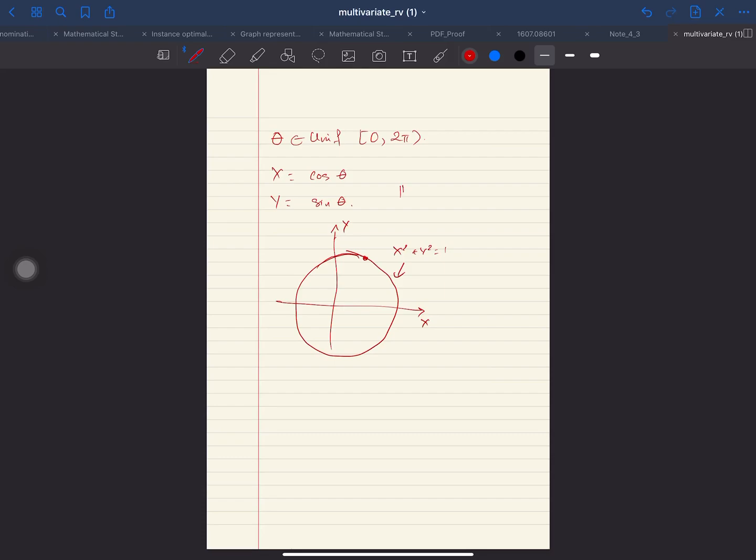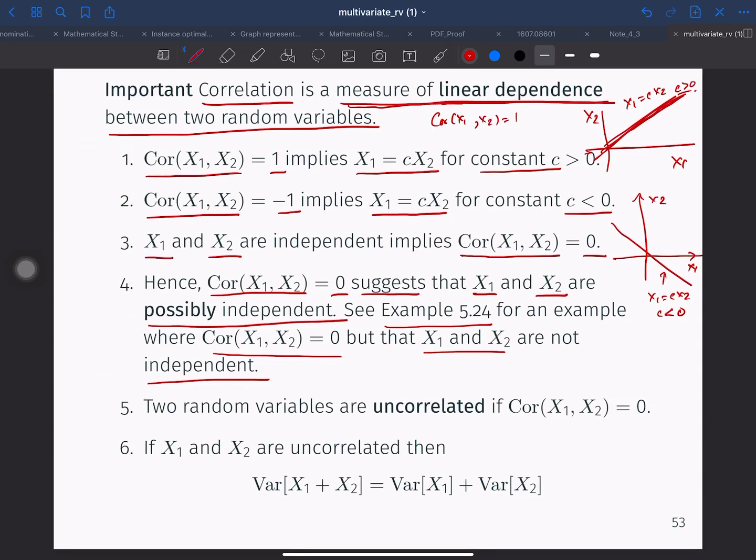Then you can easily show that the expected value of xy is equal to 0, and the expected value of x and the expected value of y are also going to be 0. So in this case, the correlation of x and y is going to be 0. But obviously, x and y are dependent. But their dependence is not linear. It is non-linear, because they live on the circle. So in that sense, correlation is a measure of linear dependence.